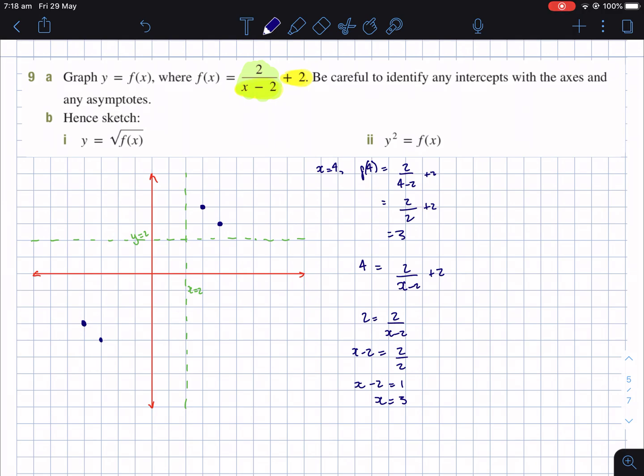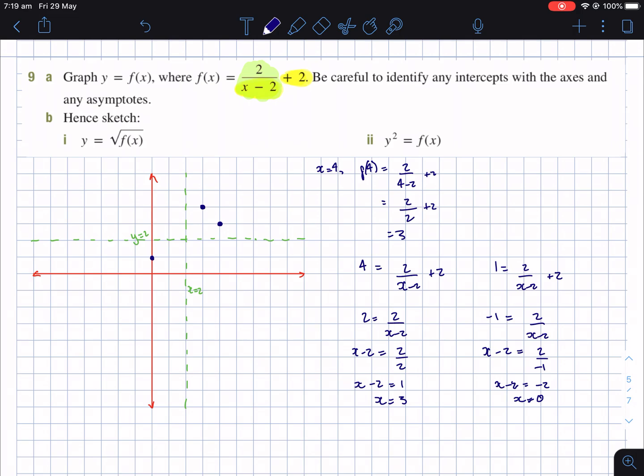It'll also be super useful to know when y is 1. So 1 equals 2 over x take 2, plus 2. This may not come out as nicely. Negative 1 equals 2 over x take 2. x take 2 equals 2 over negative 1, so x take 2 equals negative 2. So x equals 0. Oh, it's the x-intercept. x equals 0, y equals 1. Oh, I did these wrong then. Okay, no, ignore, yeah, okay.